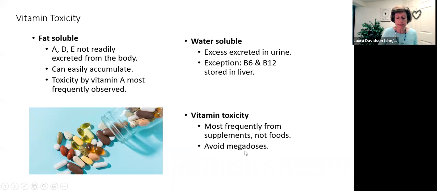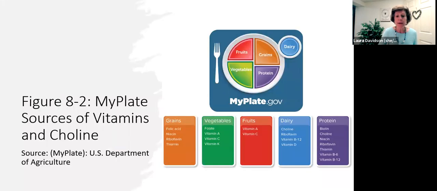Problems as far as toxicity are almost entirely from supplements. Fortified foods can help tip the scale. Regular foods typically not, with one exception being liver for vitamin A, but you would have to consume a lot of liver. So you'll see these types of charts quite a bit as we talk about these micronutrients. They're good to get a kind of overall impression.